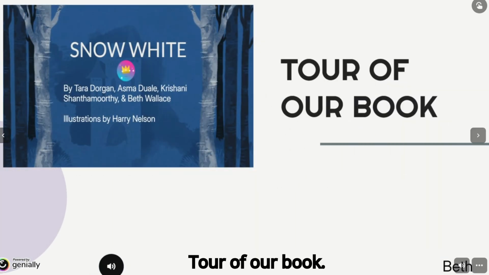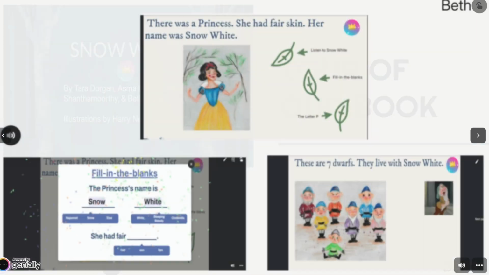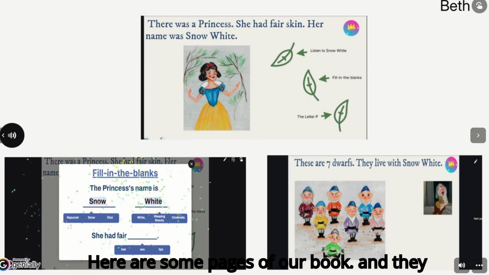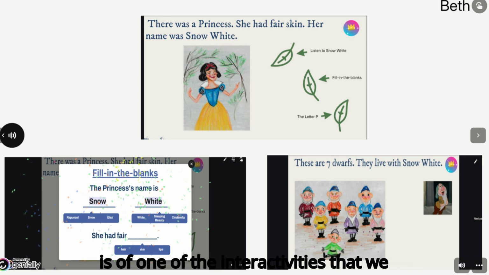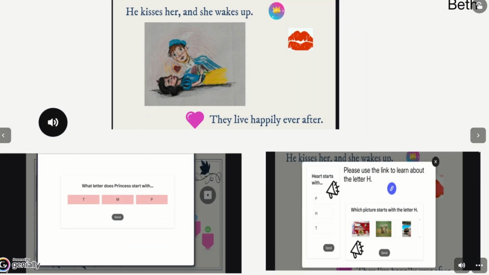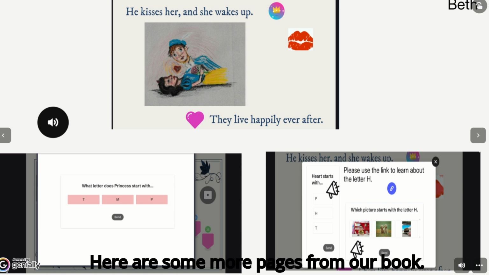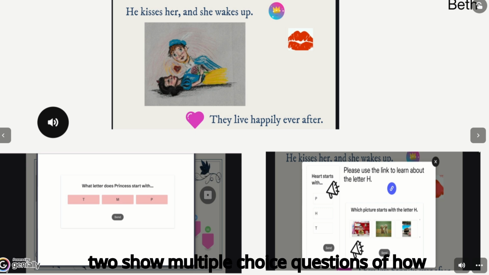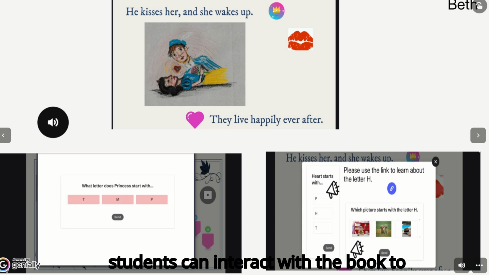Tour of our book. Here are some pages of our book, and they show some of the illustrations, and one is one of the interactivities that we use for students to fill in the blanks. Here are some more pages from our book. One is of an illustration, and the other 2 show multiple choice questions of how students can interact with the book to learn their letters and letter recognition.